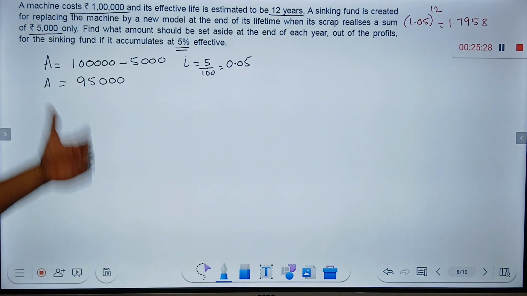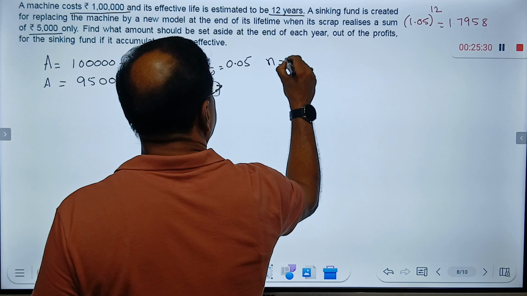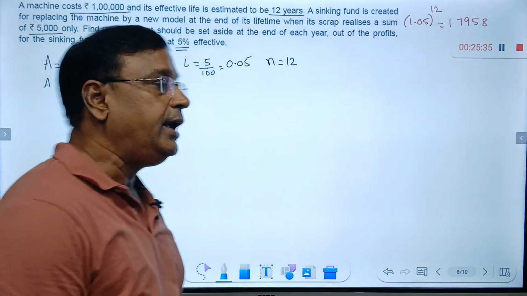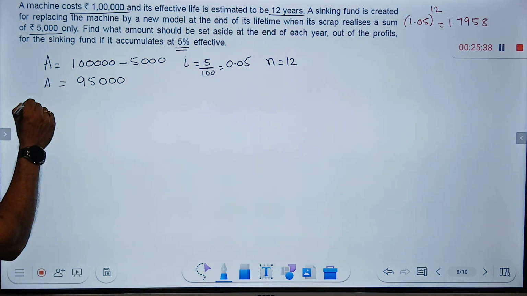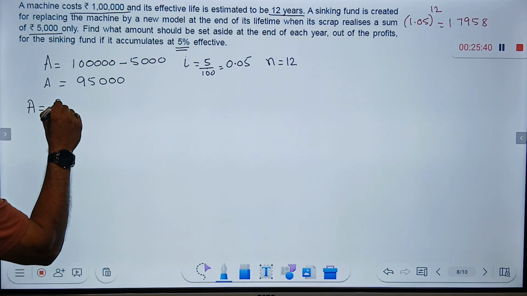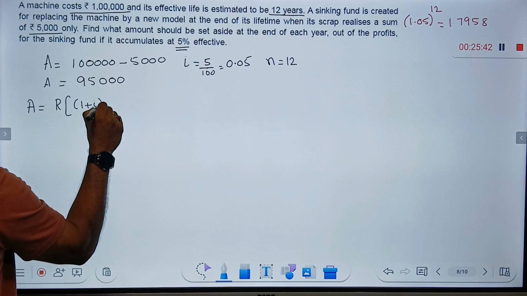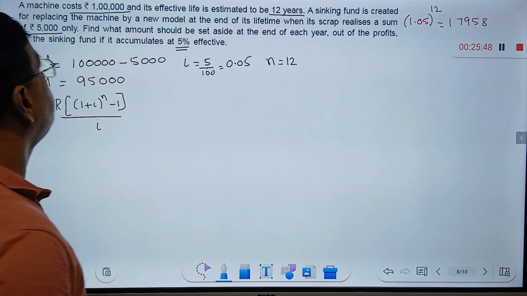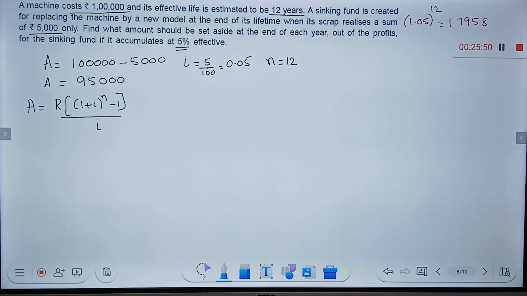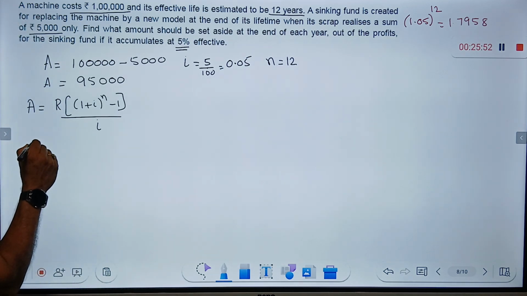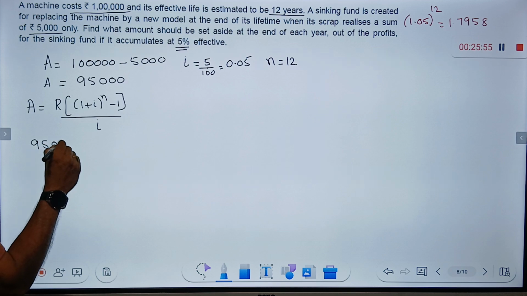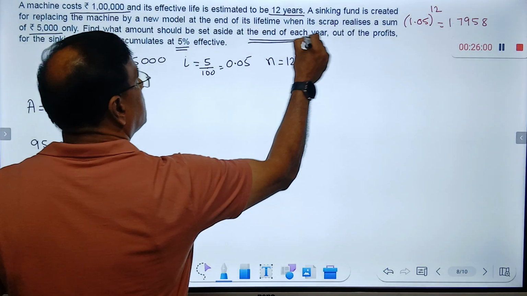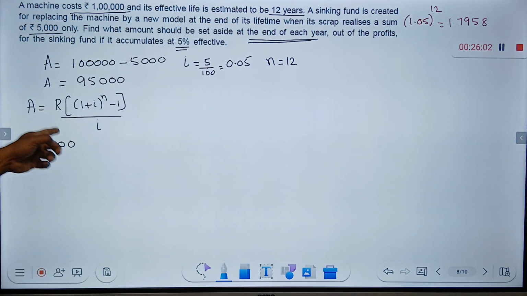Now for how many years? You want to replace it after 12 years. So n is 12. And since it is per annum, I am not going to multiply it by anything. I'll just leave it as it is. So what's the formula? Amount equal to R into (1 plus i) power n minus 1 by i. Right? So now, 95,000. See, this is also at the end of each year. At the end of each year means I have to use this formula.